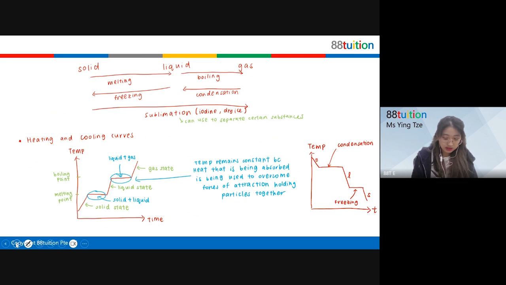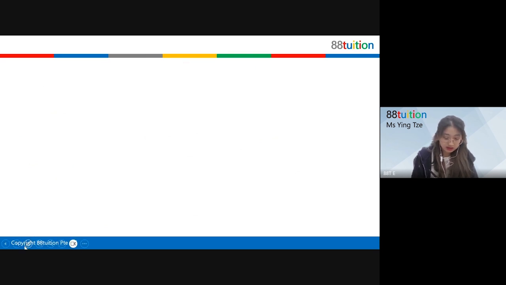Okay, so the last part of this chapter is something called diffusion. This one, Shina, you don't need to know. It's not in your syllabus.